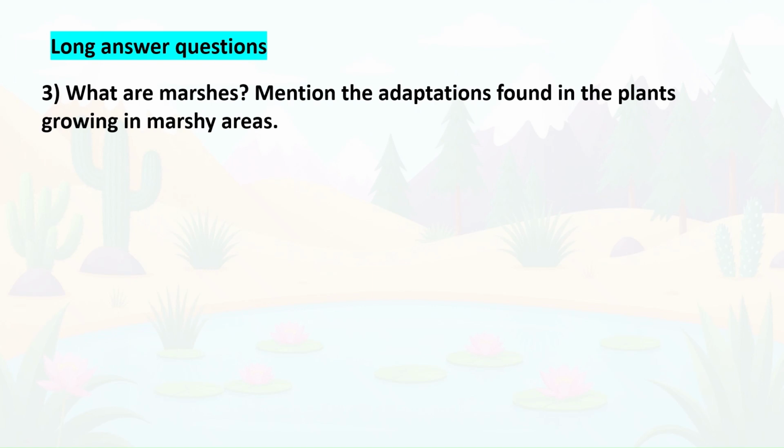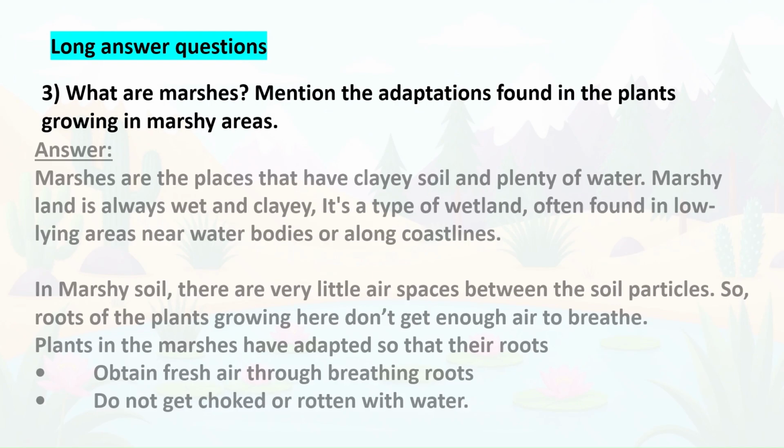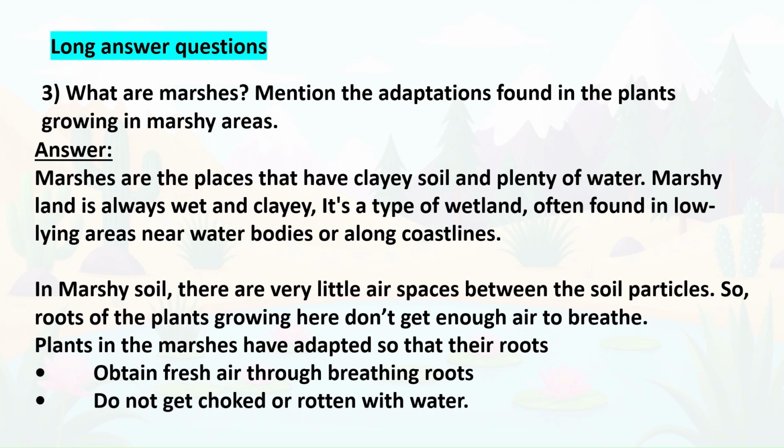3. What are marshes? Mention the adaptations found in the plants growing in marshy areas. Answer. Marshes are the places that have clayey soil and plenty of water. Marshy land is always wet and clayey. It's a type of wetland, often found in low-lying areas near water bodies or along coastlines.